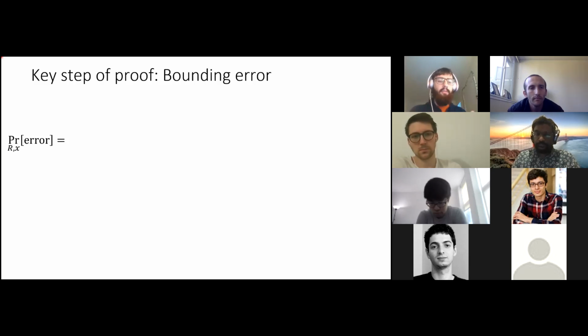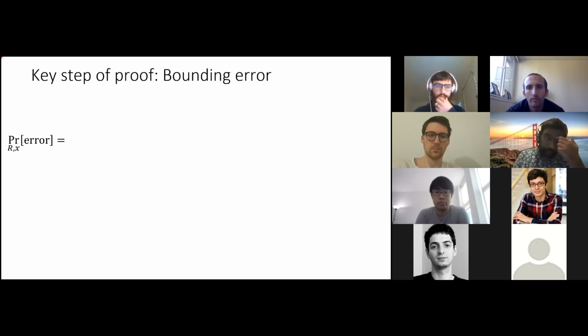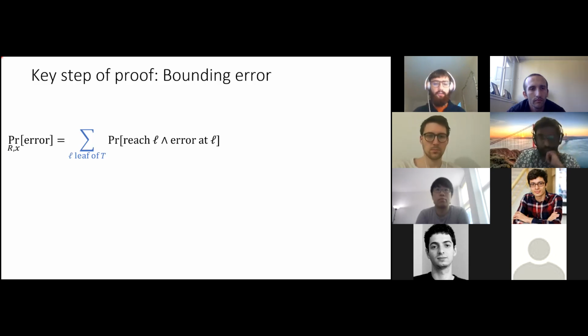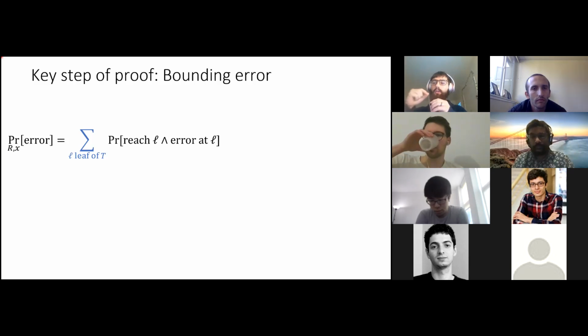Okay, so we consider the probability of error, either type of error, with respect to a random restriction and a random input. We can write this probability of error by summing over all leaves of the decision tree that we started with, T. The contribution from one leaf is the probability that that's the leaf we reach, and something goes wrong in the process of replacing that circuit with a decision tree. So there's an error at that leaf.